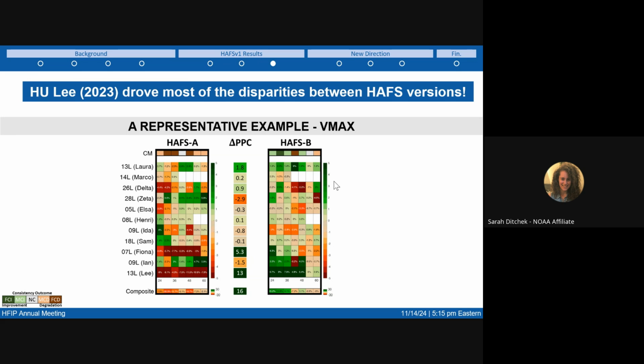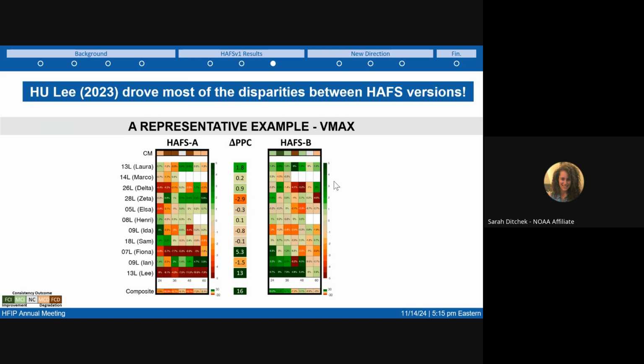So given the disparities between the versions, and since we want to make sure that any guidance given on the impact of G4 on TC forecast is the most up-to-date, we decided to rerun our experiments with HAFS V2. In doing so, we ran TCs in the order of that contributed the most to the disparities found in V1. So what that means, we started with late.